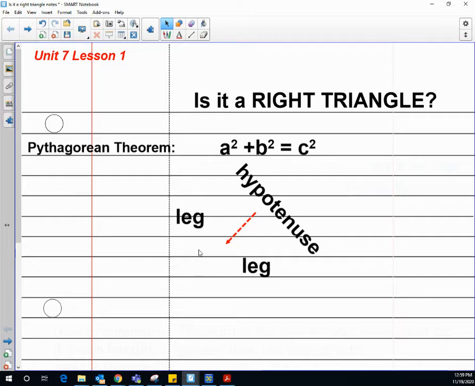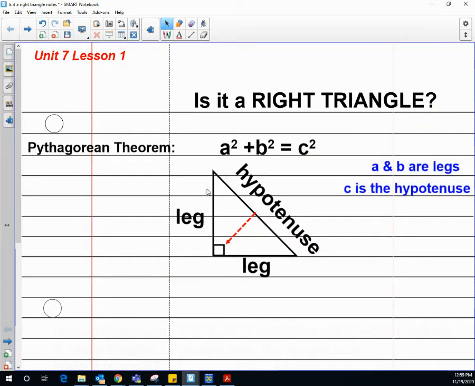If we have a right triangle, then a and b are the legs, and c is the hypotenuse. The hypotenuse is always the side that is directly across from the right angle, and it's always the longest side.